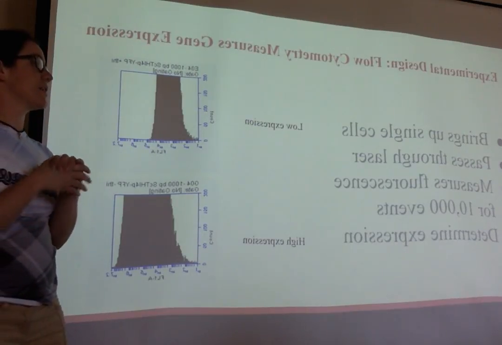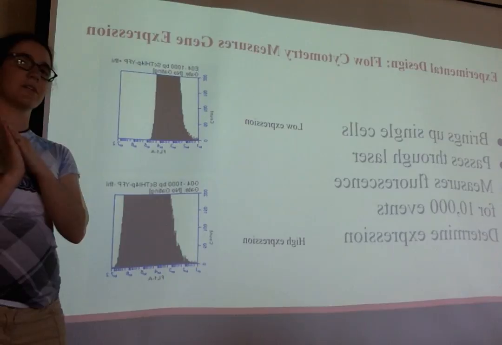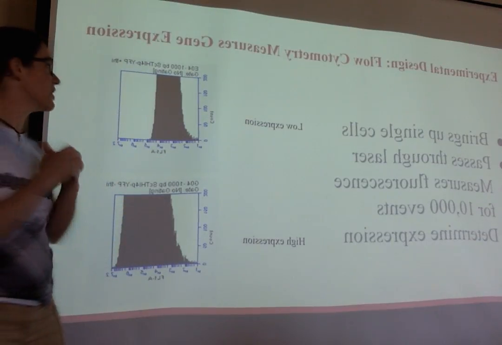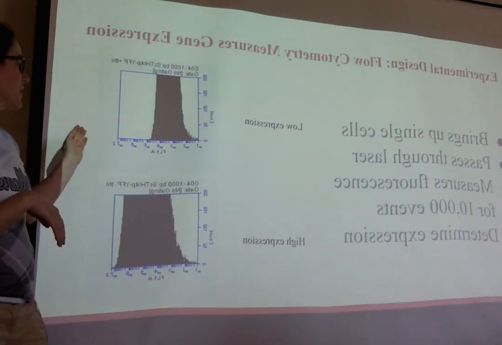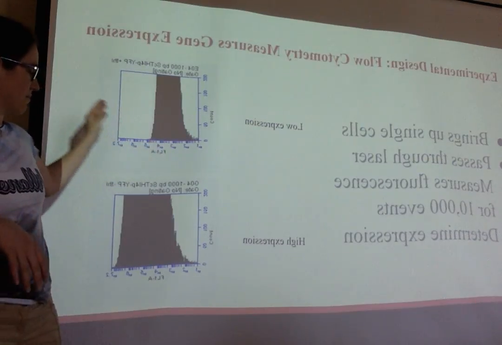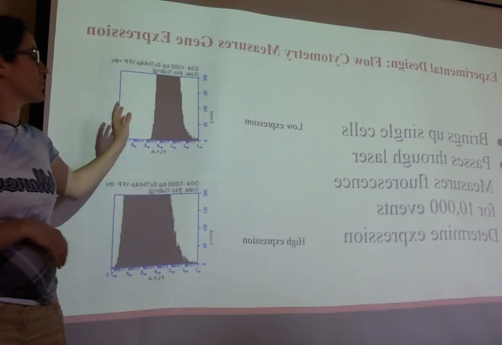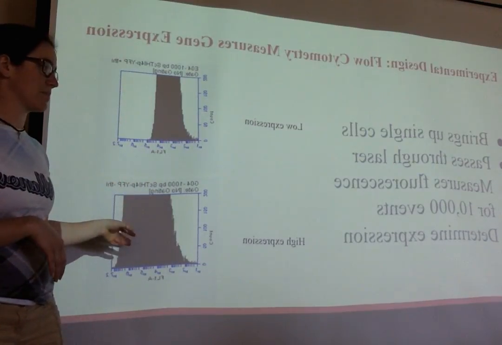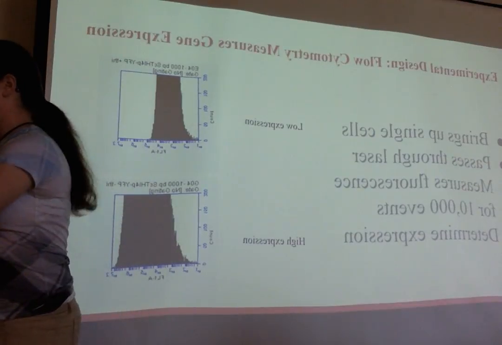In flow cytometry, a single cell is brought up into the machine, a laser is passed through it, and then it measures fluorescence for 10,000 events. So essentially, if the graph is more towards the front, there's not a lot of fluorescence, and if it's towards the back, there's greater fluorescence.